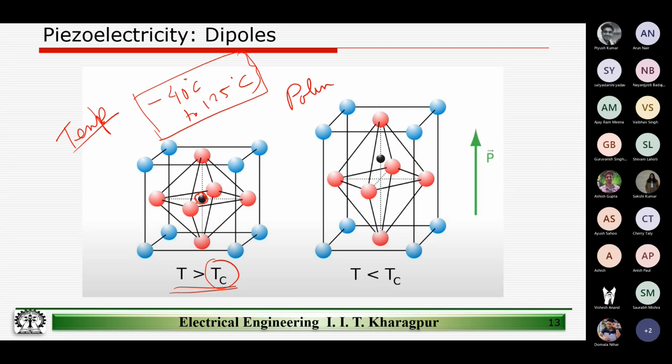Poling, P-O-L-I-N-G. A strong electric field is applied to the material when the material is cooling from a temperature close to the Curie temperature. So when that strong electric field is being applied, and the material is cooling from the Curie temperature, what happens is that the ions will move in a direction which is commensurate, or which will be in line with the externally applied electric field.